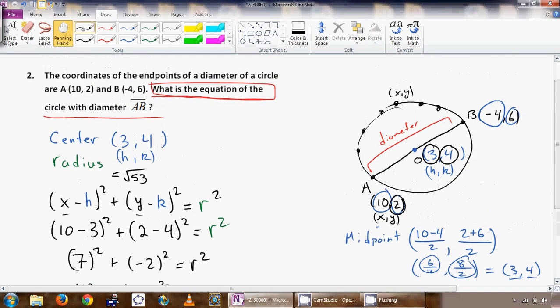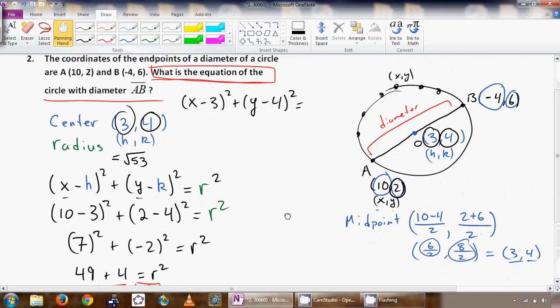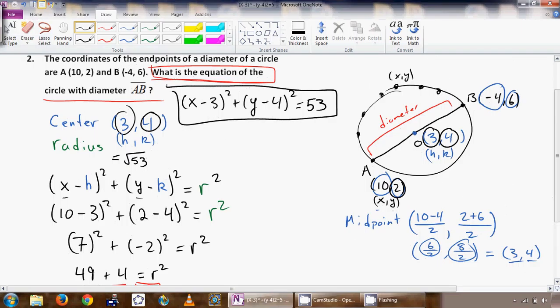So writing out the equation, it is (x minus my h, 3) squared plus (y minus my k, 4) squared, and that all equals my radius squared, which was 53. That is the equation of a circle whose diameter has these endpoints.